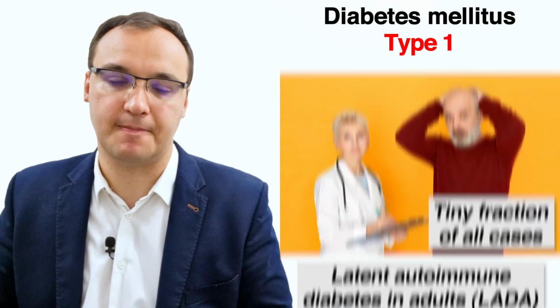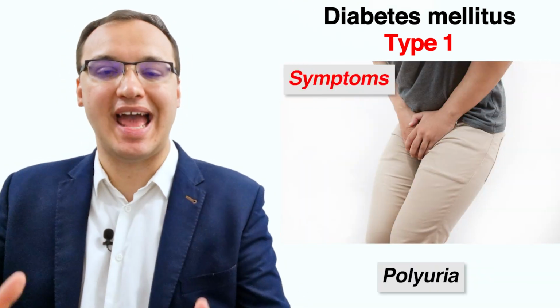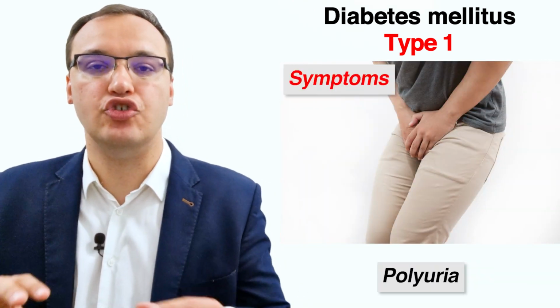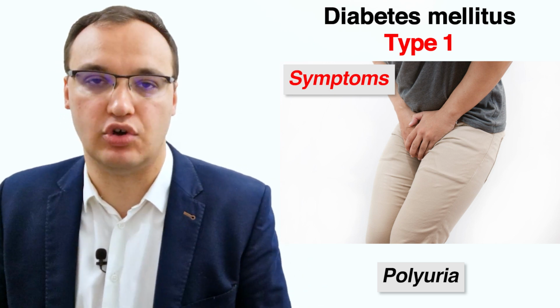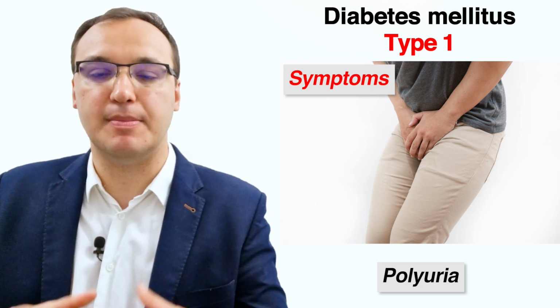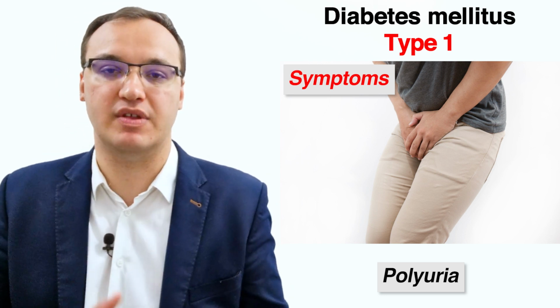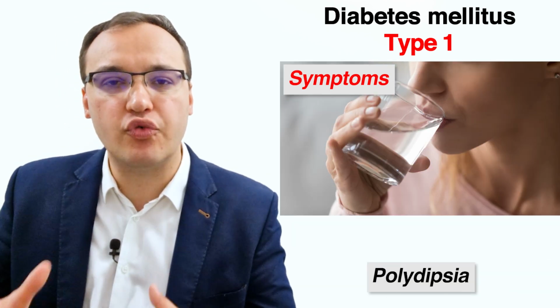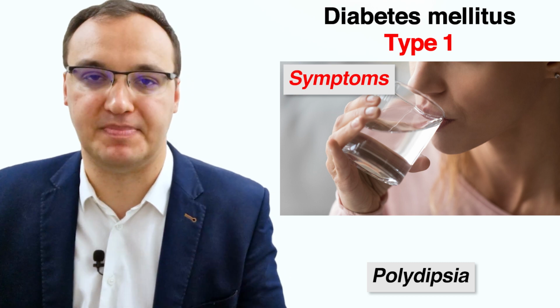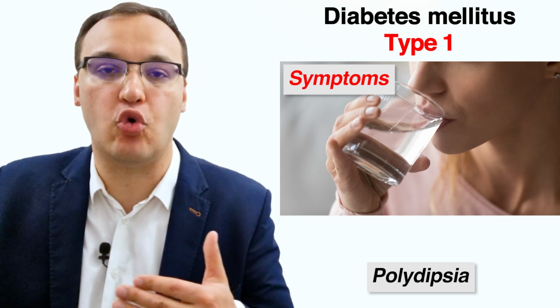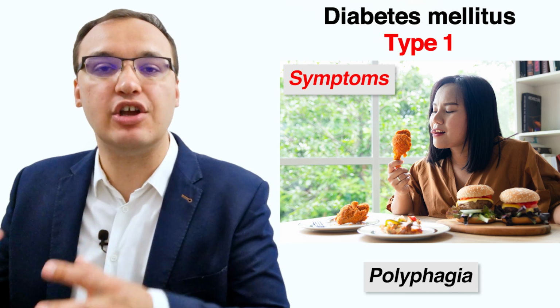And when people first have type 1 diabetes, they usually urinate or pee a lot. So this is called polyuria, because the body tries to get rid of this extra blood sugar by passing it out of the body in the urine. And they also drink a lot of water. This is called polydipsia, to make up for all that peeing. And they are found eating a lot.